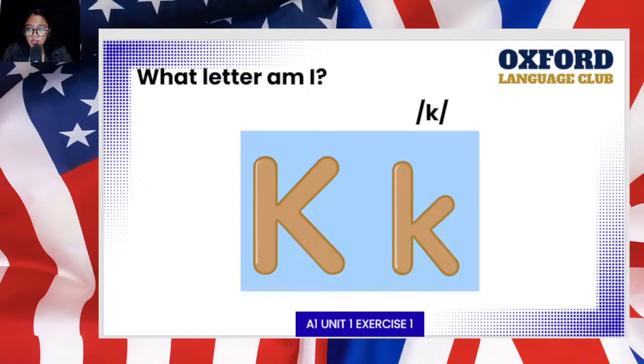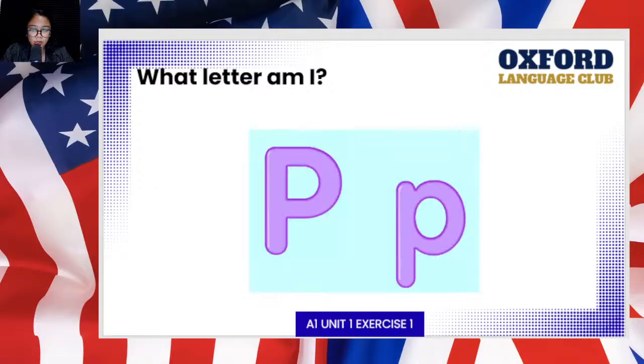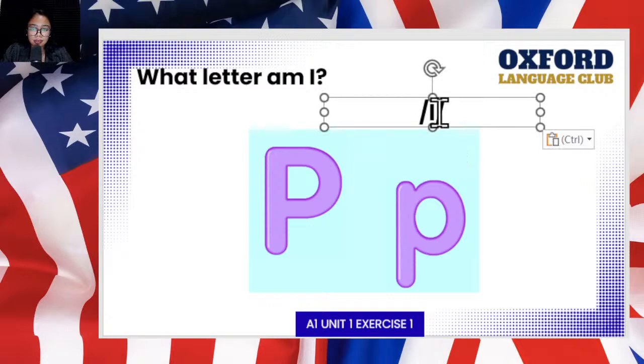All right, let's move on to the next letter. What is this letter showing? Type it out in the chat box. What's the pronunciation of the name of the letter? This is letter P. Again, this is letter P.